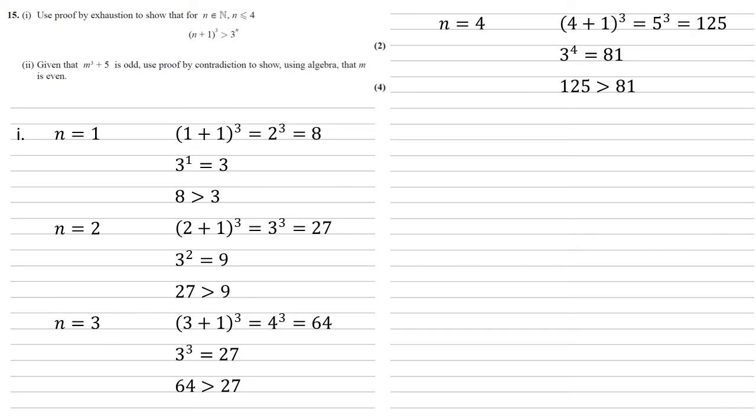So we've shown all 4 cases, it's worked for all of them. Therefore, (n plus 1) all cubed is larger than 3 to the power of n for all n in the natural numbers where n is smaller than or equal to 4.